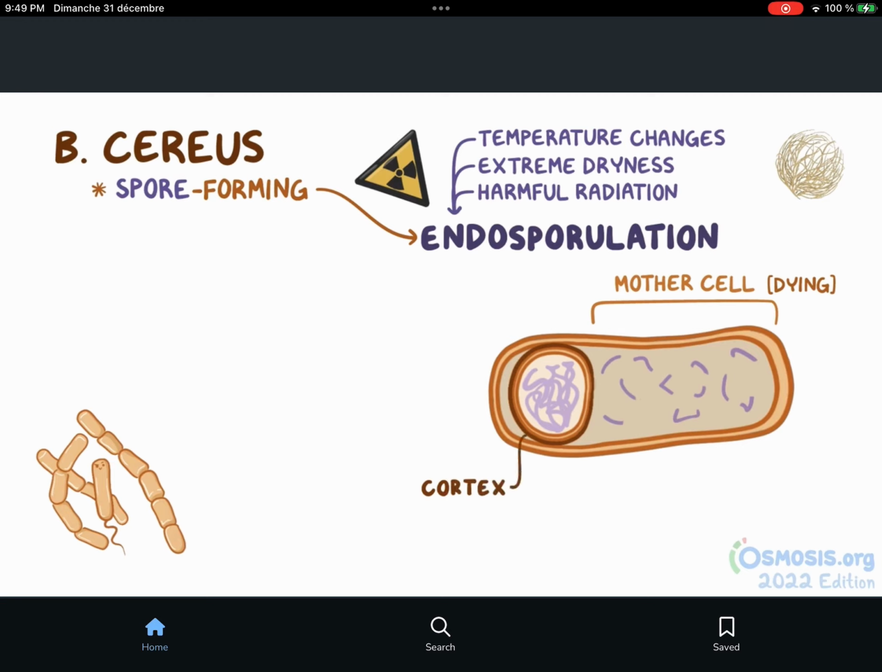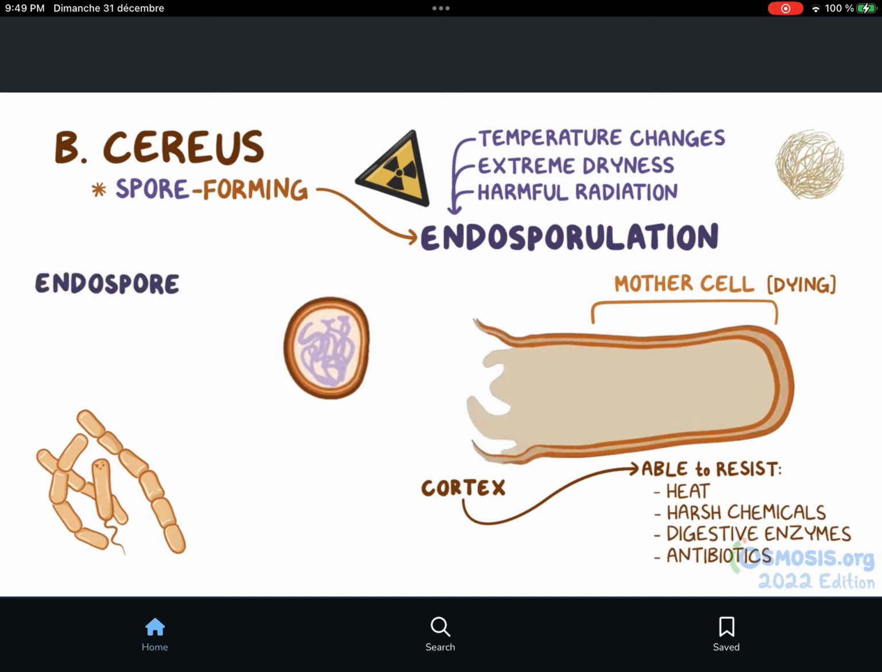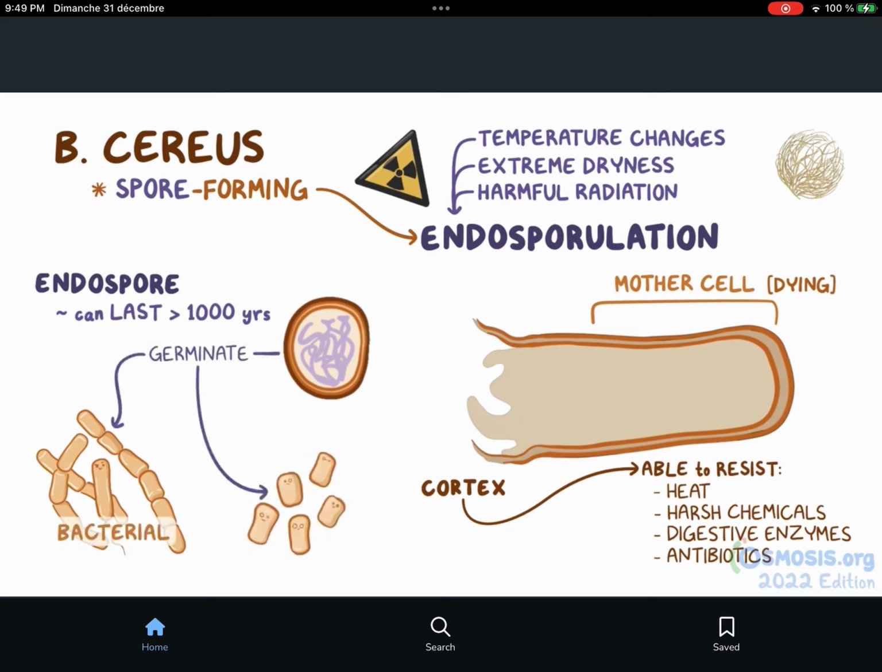At this point, the endospore is able to resist heat, harsh chemicals, digestive enzymes, and even antibiotics. Finally, as the mother cell dies off, the endospore is released outside. Surprisingly, an endospore can last over 1,000 years out, waiting for favorable conditions to come, and then germinate into the bacterial or vegetative form, which can then grow and divide.